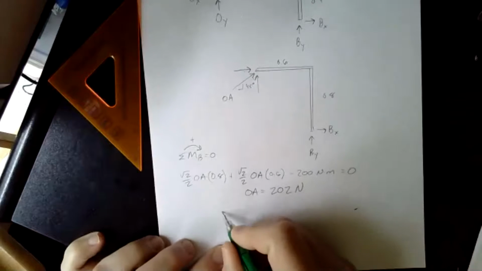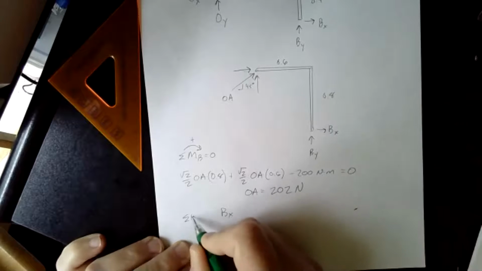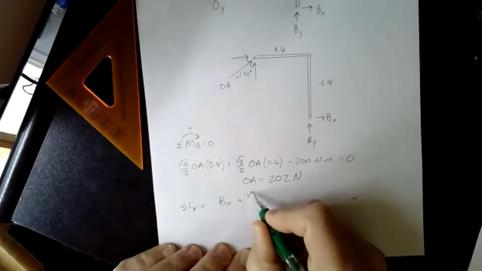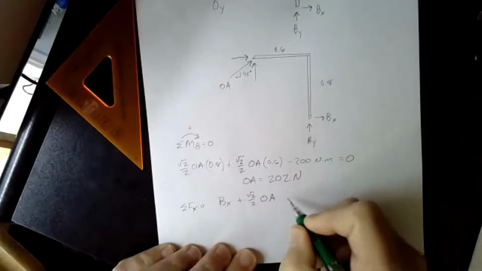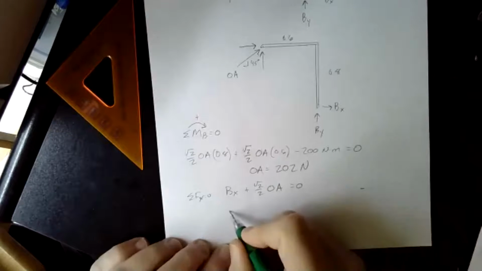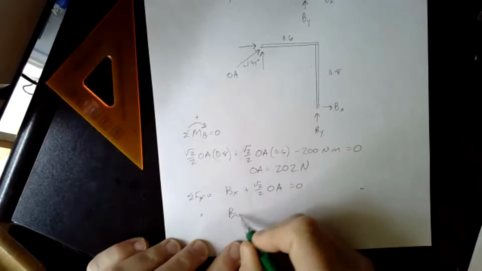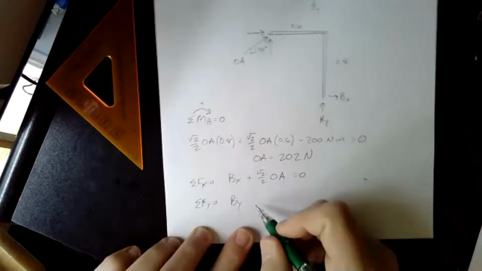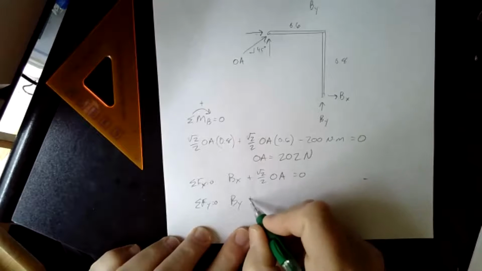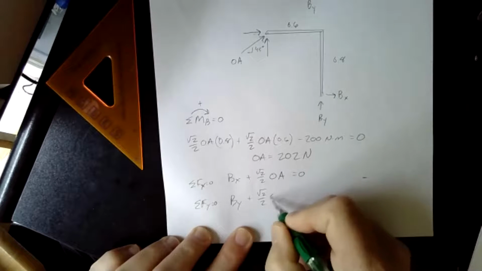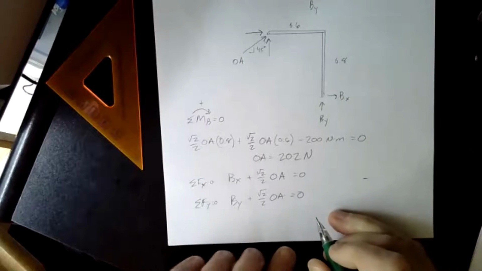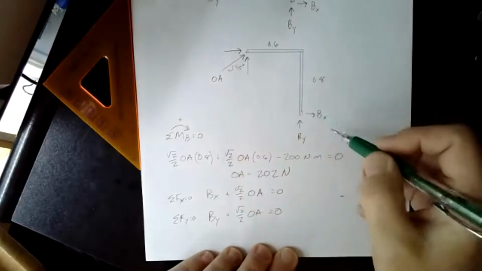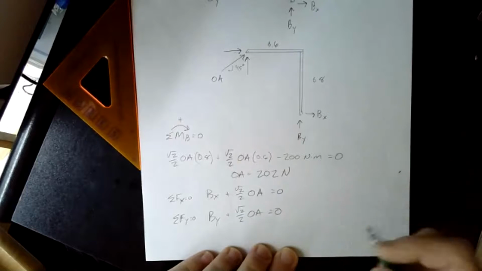So if we sum the forces in the x, we end up with bx plus root 2 over 2 OA equals 0. And same thing for y, so the forces in the y are 0. We end up with by plus root 2 over 2 OA equals 0. The only difference is that because this is going up and to the right, bx and by are going to the left and down.